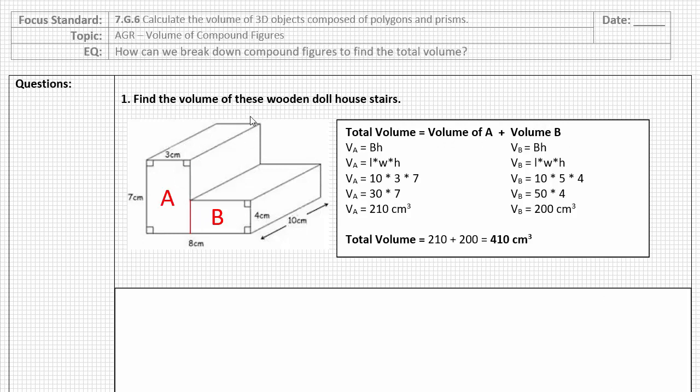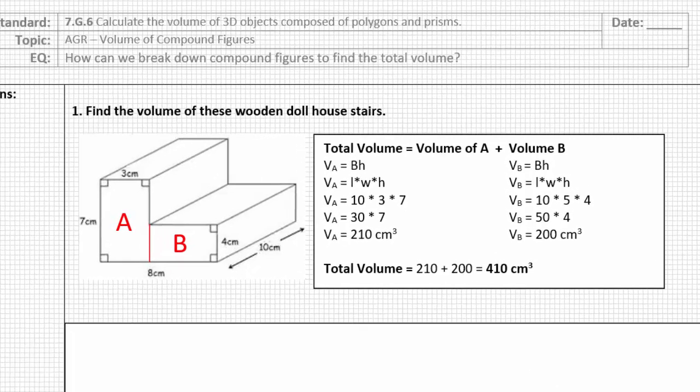So the total volume of these wooden dollhouse stairs, combining those two calculations together, is 410 centimeters cubed. Let's go ahead and try our next example.